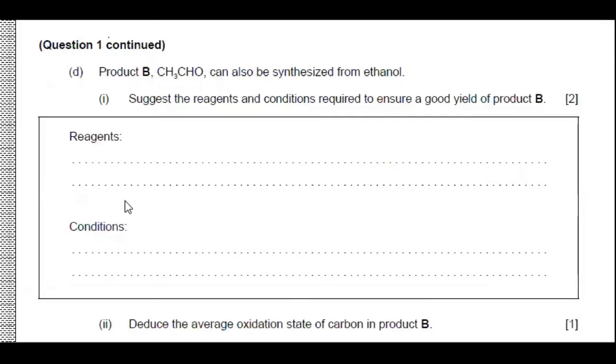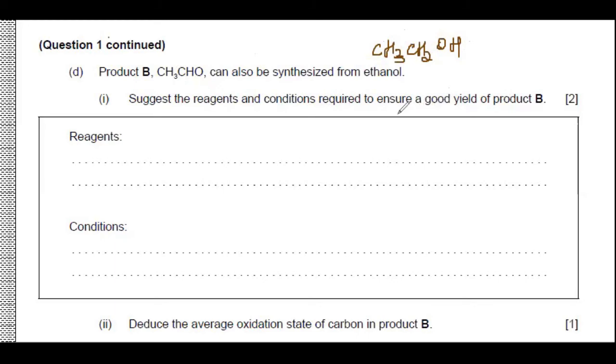Here we have the next question. Product B, CH3CHO, can also be synthesized from ethanol. Ethanol, probably all of you know, is CH3CH2OH. This can be oxidized to ethanal. Suggest the reagents and the conditions required to ensure good yield of product B.